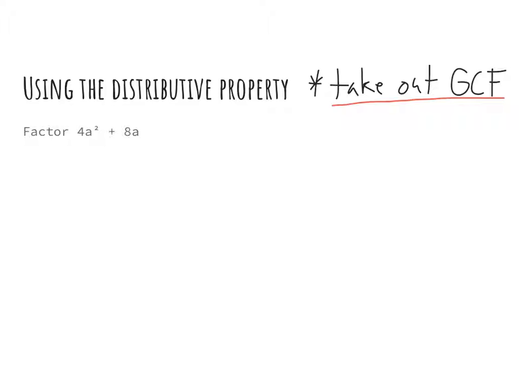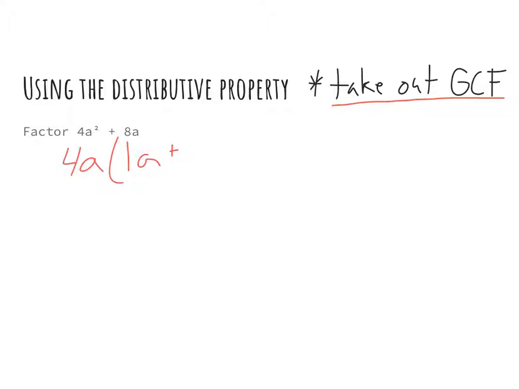You'll notice that in the numbers 4 and 8 I can factor out a 4. For the variables, I've got a squared and a. I can factor out an a. So when I factor something out, I divide each term by what I factored out. So 4a squared divided by 4a. 4 divided by 4 is 1. A squared divided by a is a.